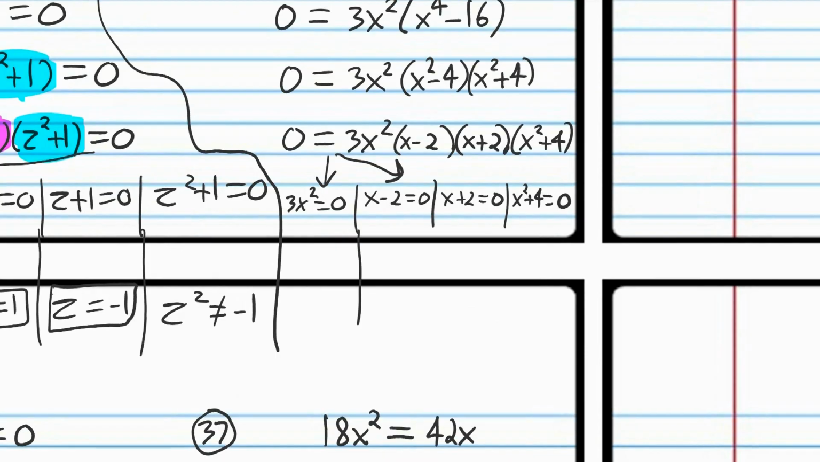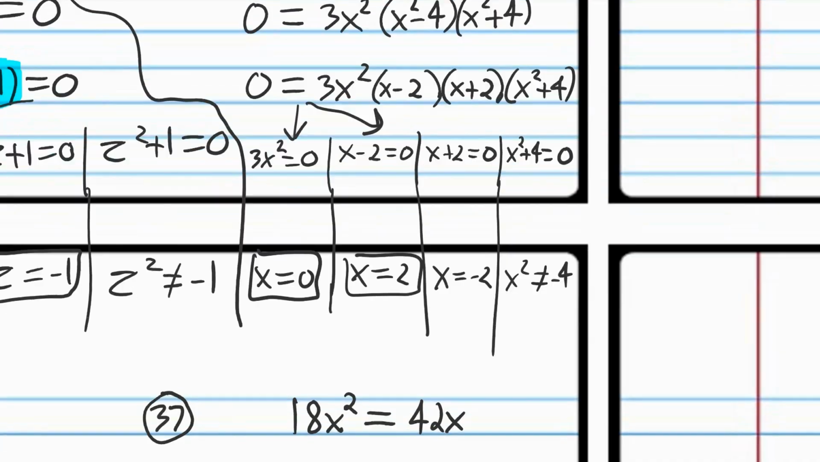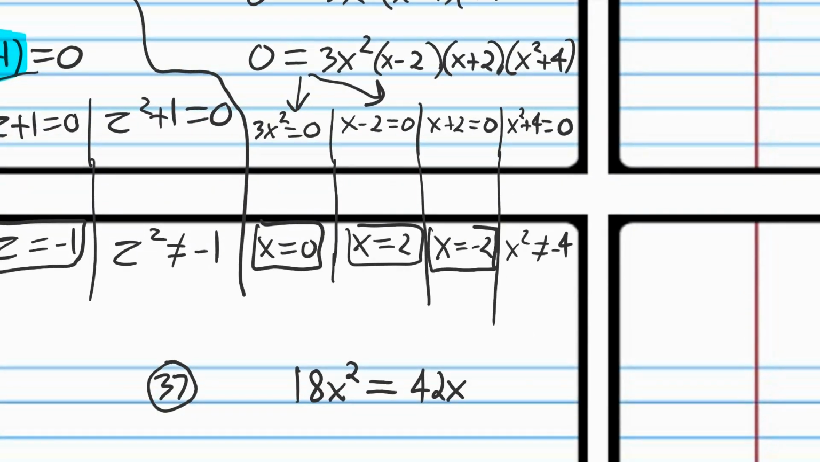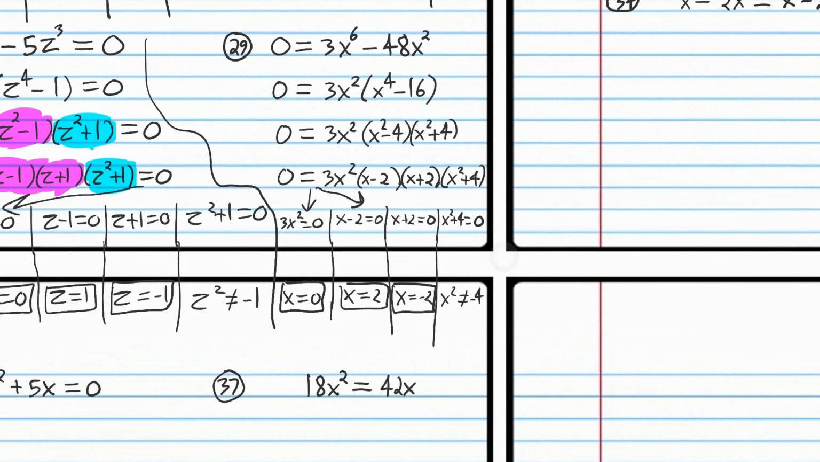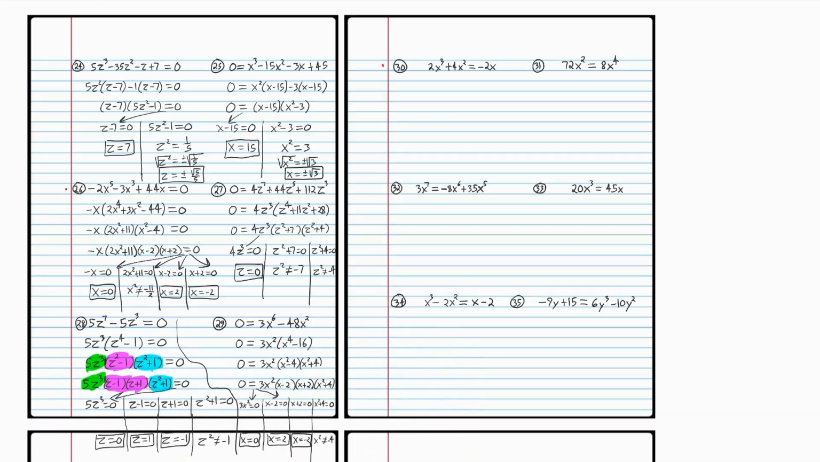So x can be 0, x can be 2, x can be negative 2, and x squared cannot be negative 4. That's impossible. So we have 3 solutions. So if you got those 3 solutions, good job. All right, on to number 30.